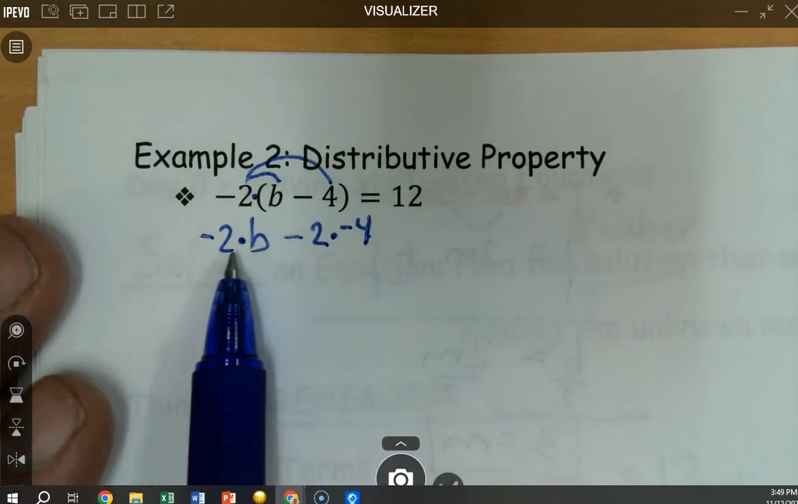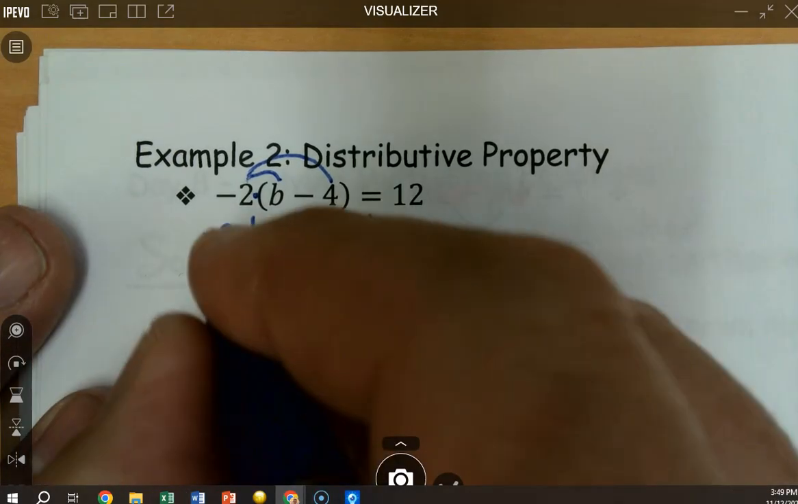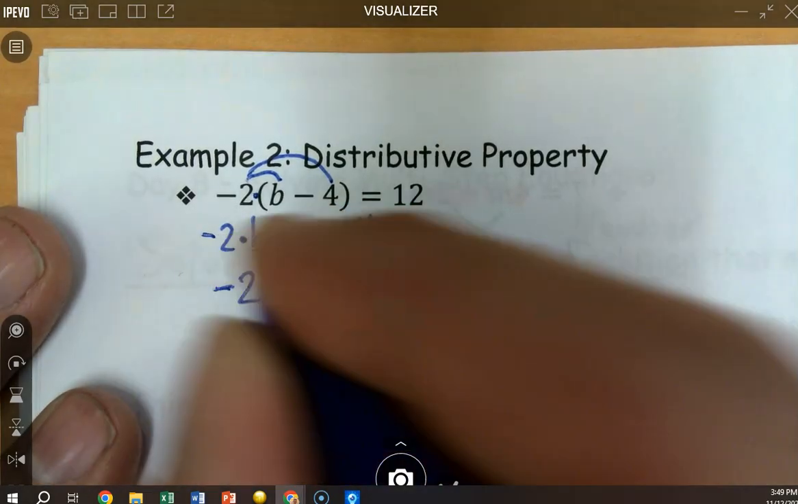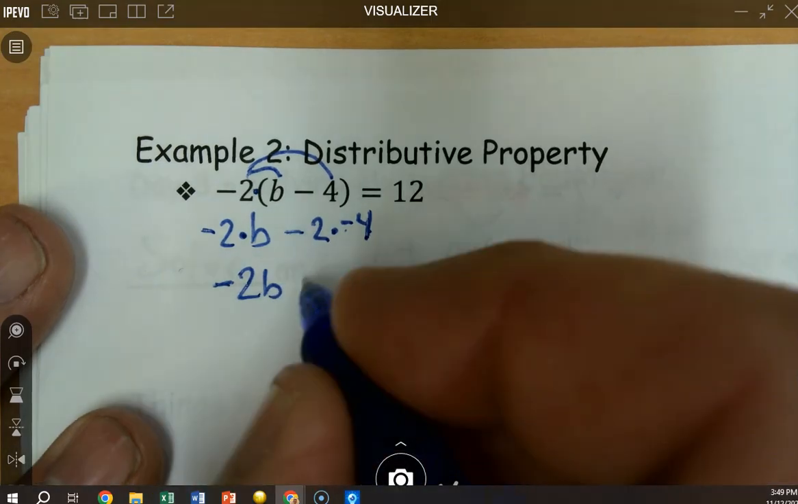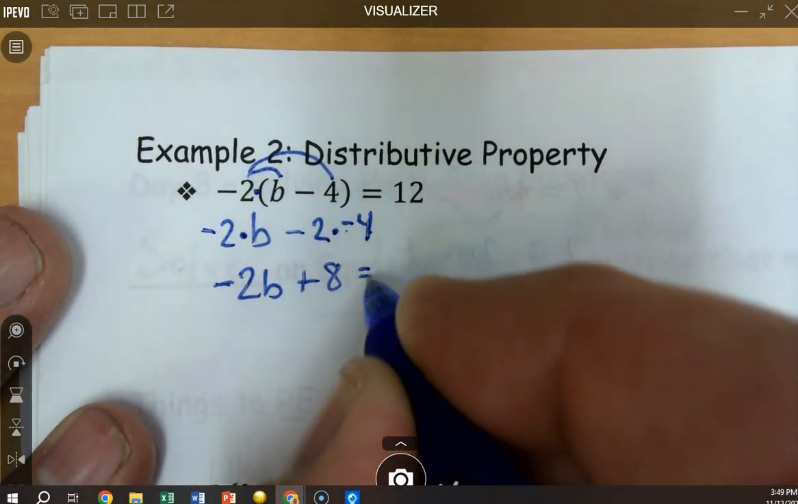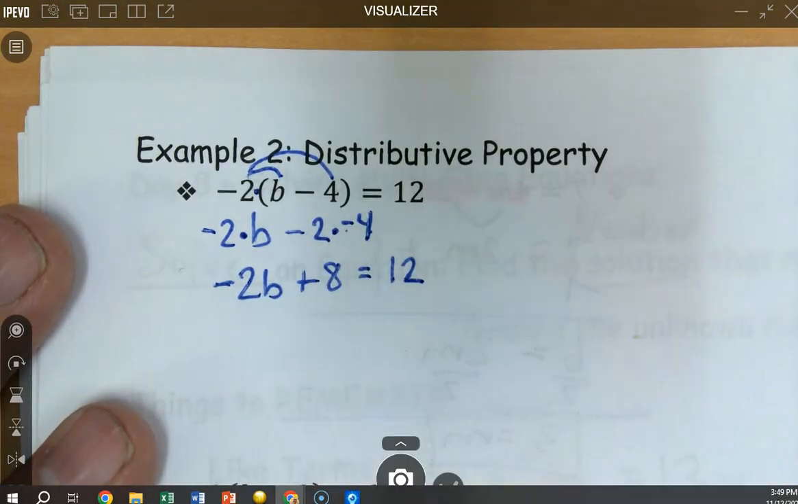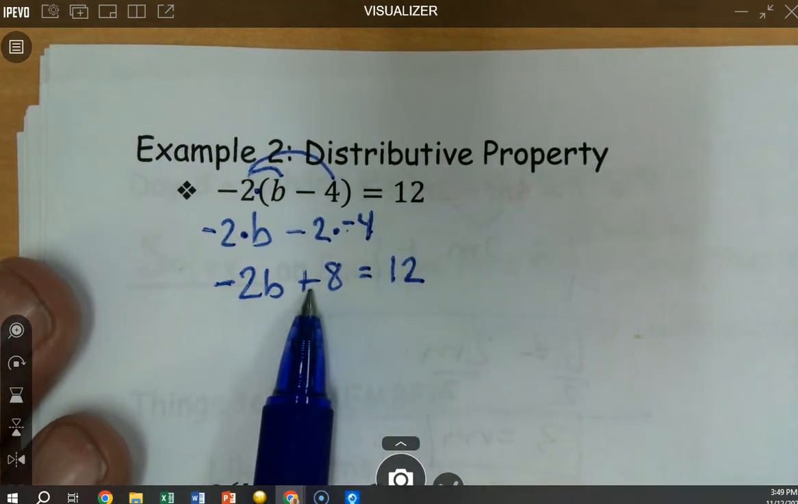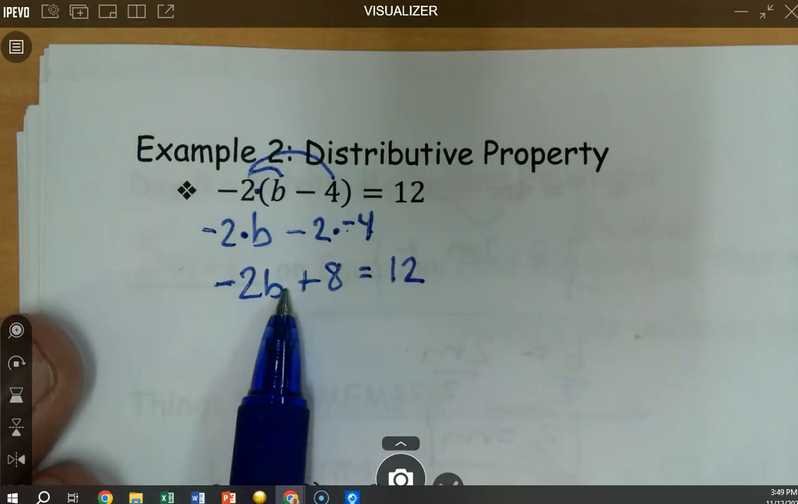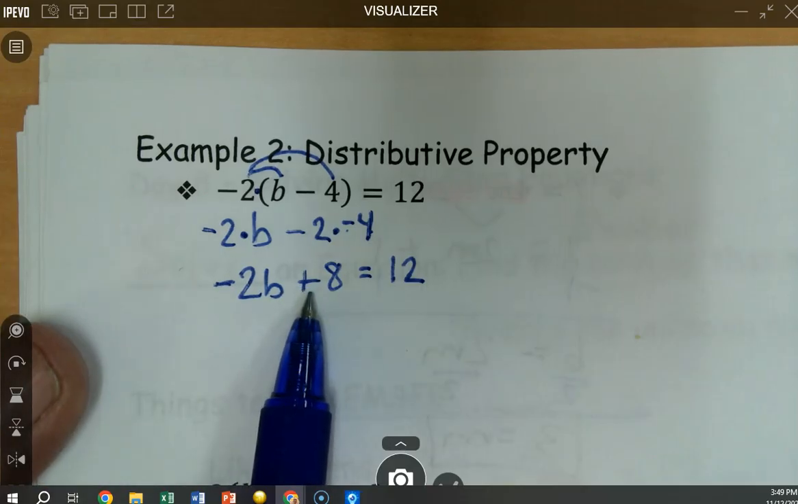Now we go ahead and do that multiplication. -2 times b is -2b. And a -2 times a -4: a negative times a negative turns into a positive, so that turns into a positive 8. Be careful with the signs. This is where a lot of you were making mistakes earlier this year. A lot of you made mistakes on the last test. Be careful with the signs.